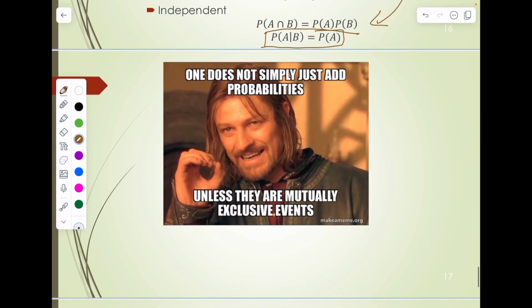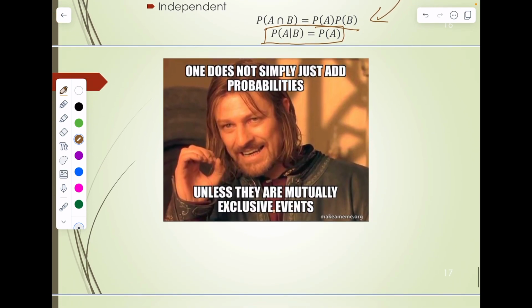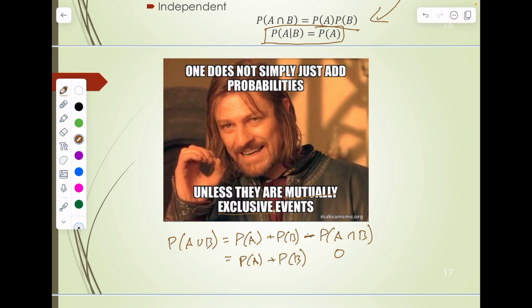Okay, and now we have our Boromir meme. Is it true? Do you simply add probabilities if they're mutually exclusive? So the probability of A union B by the addition rule, but if they're mutually exclusive, the intersection is going to be 0. And just as Boromir says, one simply can just add probabilities if the events are mutually exclusive.